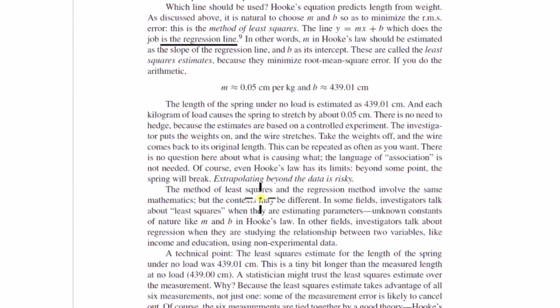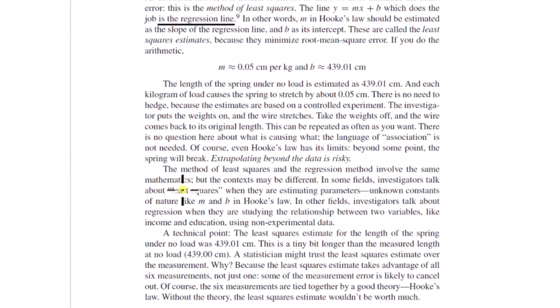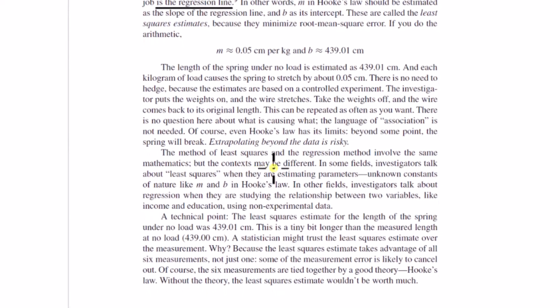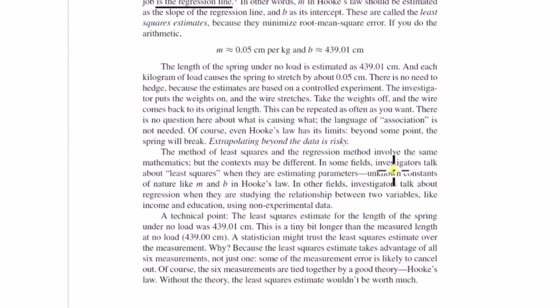The method of least squares and the regression method involve the same mathematics, but the contexts may be different. In some fields, investigators talk about least squares when they are estimating parameters, unknown constants of nature like M and B in Hooke's law. In other fields, investigators talk about regression when they are studying the relationship between two variables, like income and education, using non-experimental data.